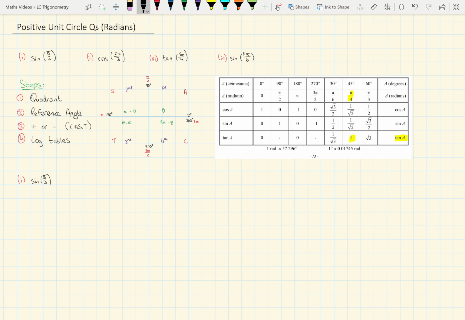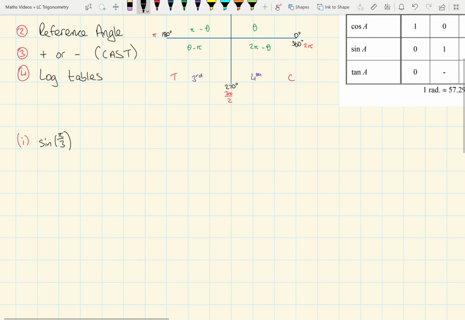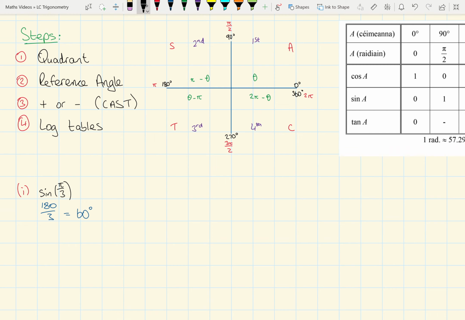Okay, so if we look here at part 1, we've been asked to find sine of pi over 3. For converting to check our quadrant, anywhere we see a pi, we replace it with 180. Into your calculator, 180 divided by 3 gives us 60 degrees. So we know from 60 degrees it's going to be in our first quadrant. Then our reference angle in the first quadrant is the one we're given. Our next step is to verify if it's positive or negative. In the first quadrant, all ratios are positive, so we'll have a positive answer.